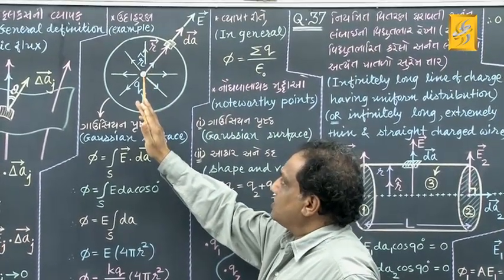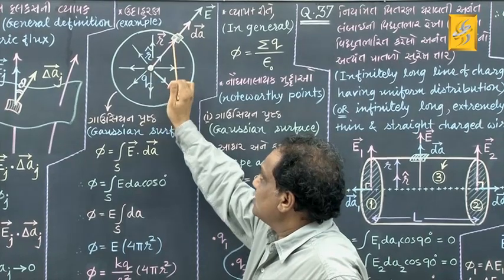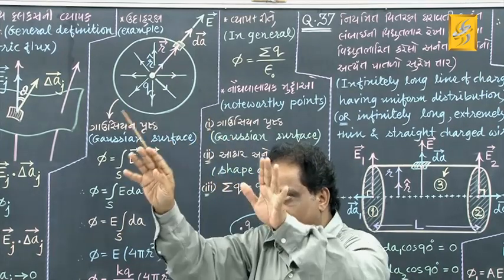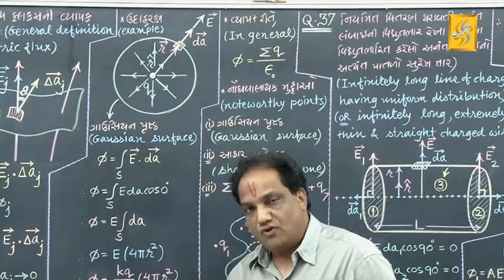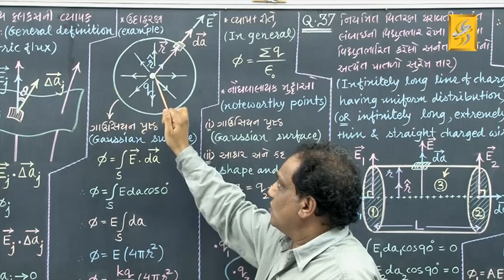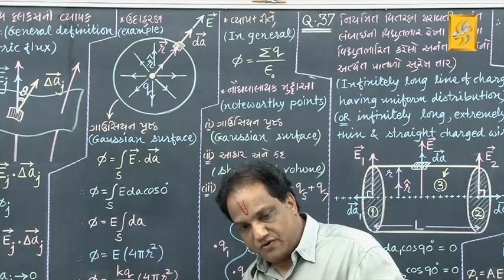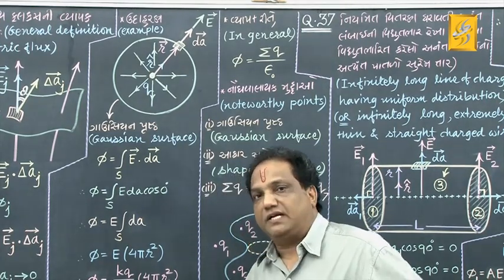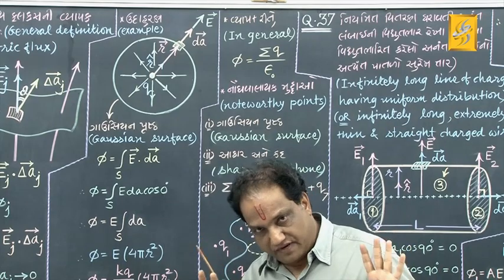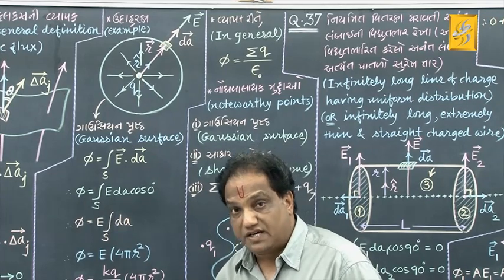Consider a point charge, say small q, located at the center of some spherical surface. Now this spherical surface is a closed surface, which encloses this charge. Such a closed surface which encloses some charge is known as a Gaussian surface. Whenever you want to apply Gauss law, whichever closed surface you choose is called a Gaussian surface. Now surrounding this charge, it has its own electric field.